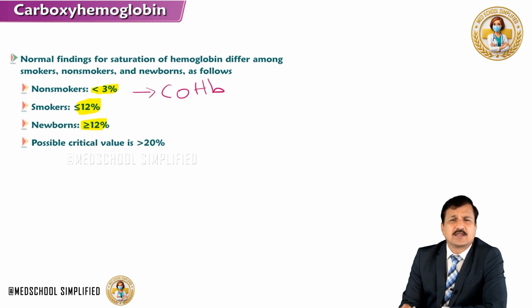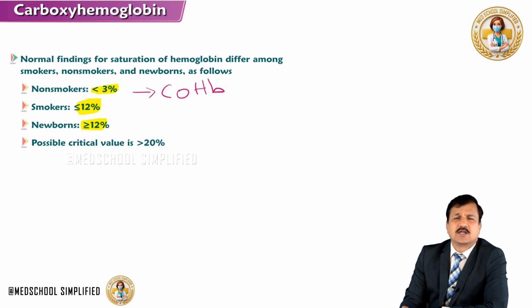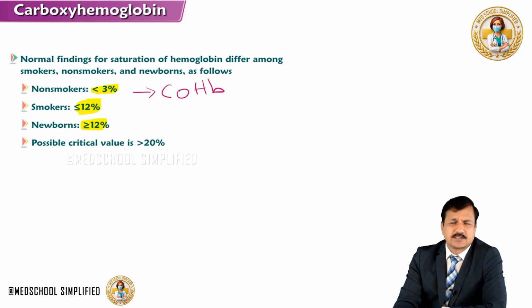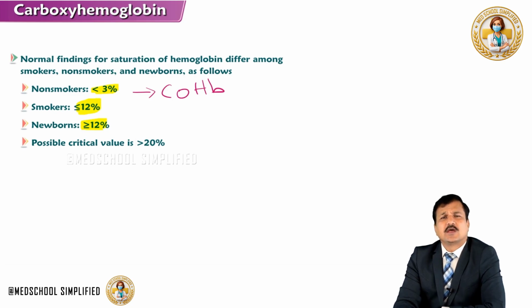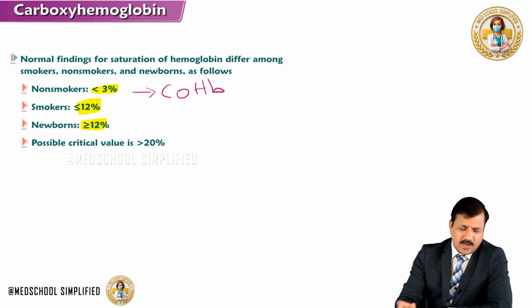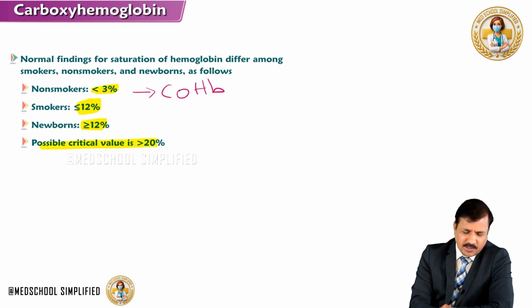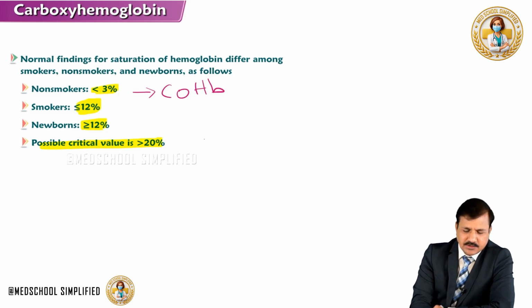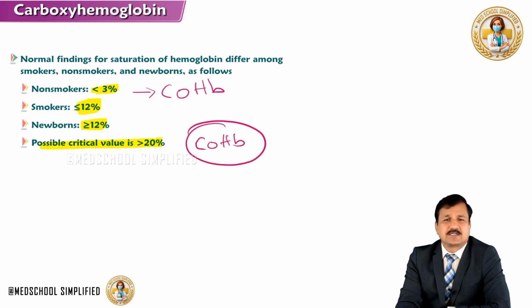That's because there will be hemolysis going on in newborns, because of breakdown of red blood cells to replace fetal red blood cells with adult red blood cells. So physiologically that is going on, and that leads to increased presence of carboxyhemoglobin in them. And the possible critical value of carboxyhemoglobin is more than 12%, and that's when carboxyhemoglobin can lead to signs and symptoms.